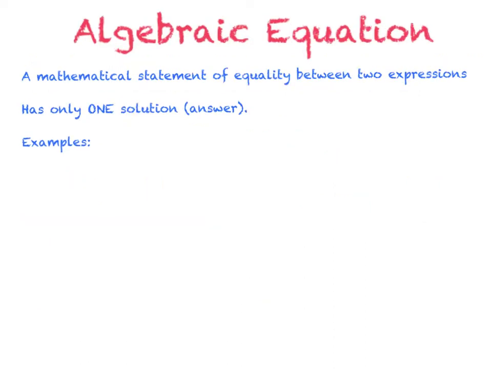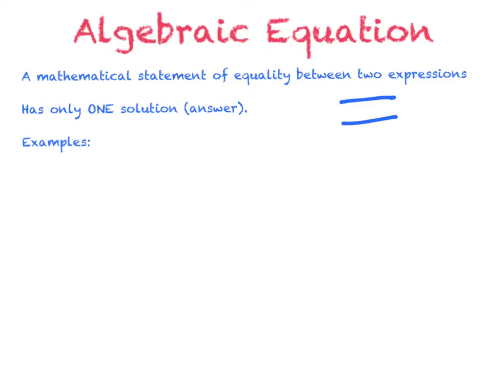Our new vocabulary word is going to be an algebraic equation, which is simply a mathematical statement of equality between two expressions. So we're using those expressions that we had on the previous page in order to create an equation. We're going to have two of them. The idea is they're separated by an equal sign. It shows equality. An algebraic equation has to have an equal sign in order to be considered an equation. So that's important for us to remember. What else is new or different for us is that it has only one solution or answer. So whereas an expression had an infinite number of examples, an equation is going to have only one.